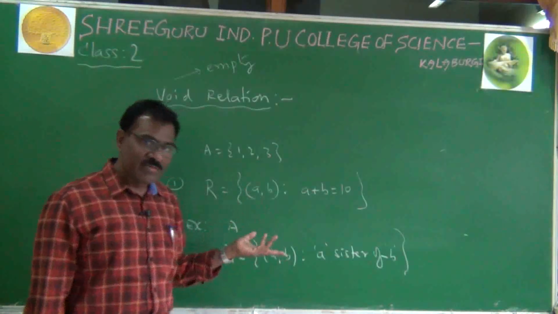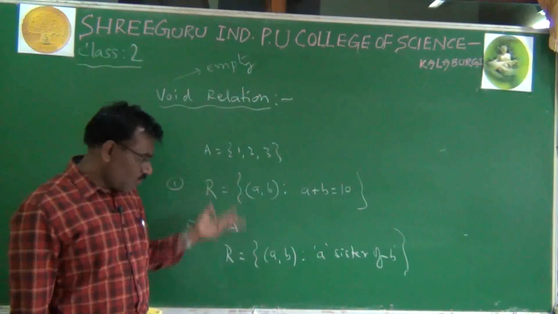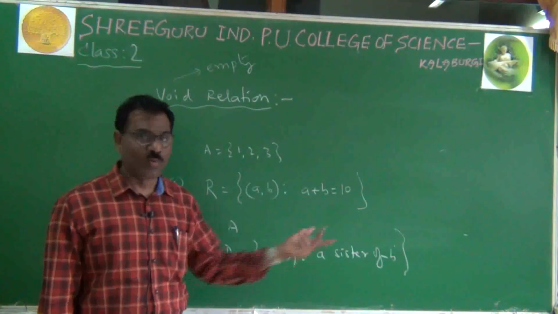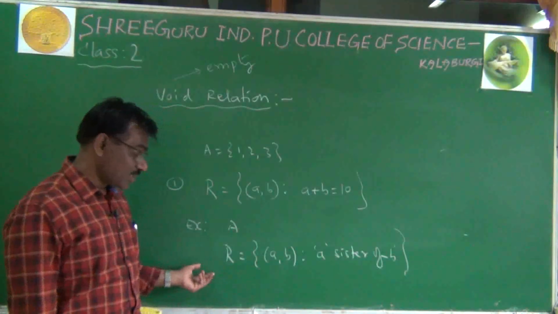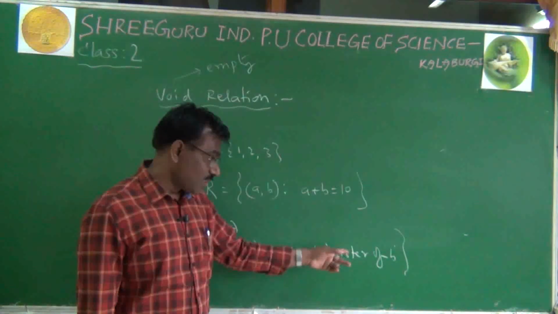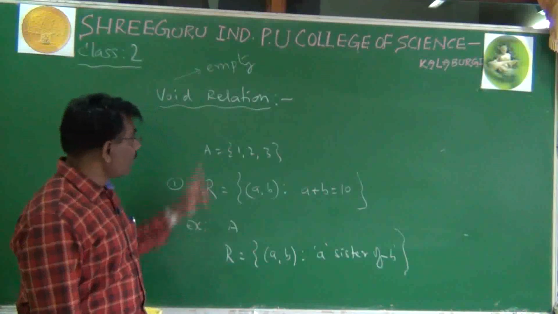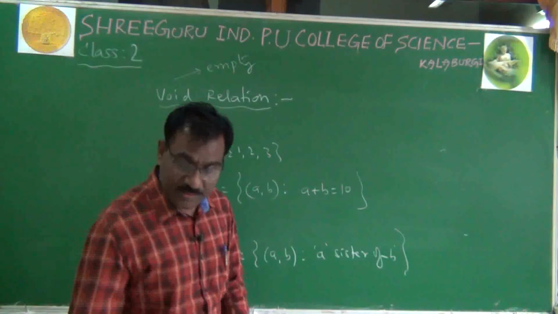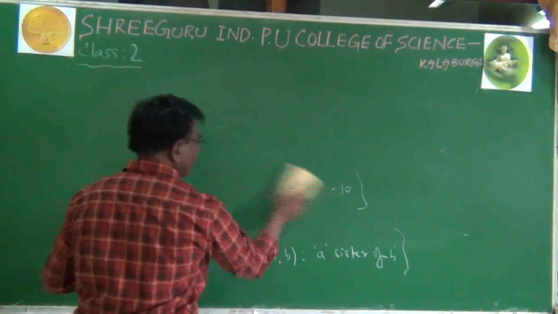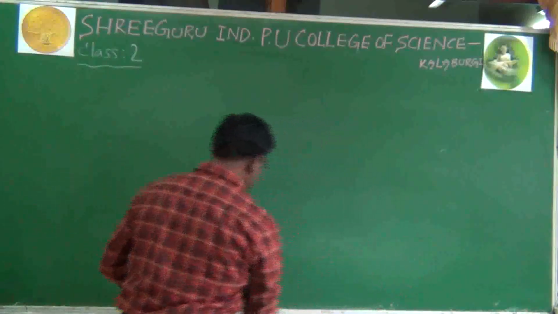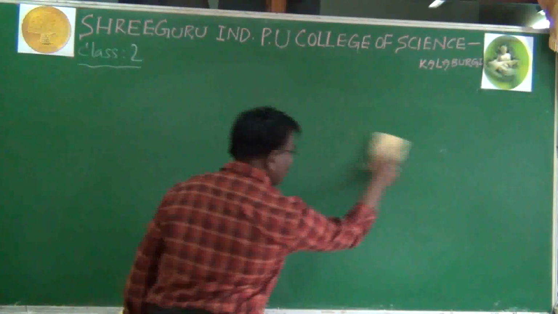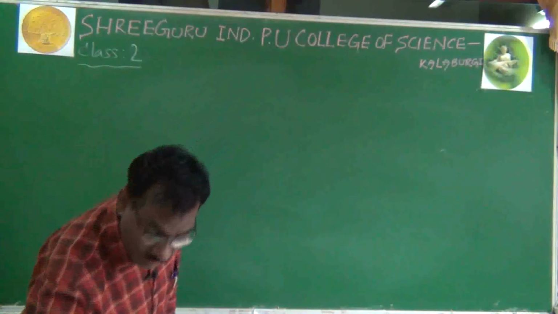I gave 2 examples using set A, and without set A. Let A be the set of students of a boys' school. The relation R is equal to (A, B), A is the sister of B. This is the void relation on set A. Now I have explained 2 examples, using set A and without set A. Both you have to remember.